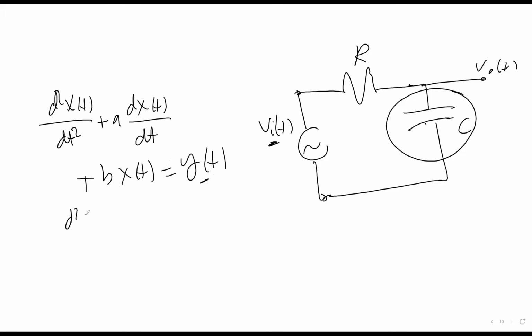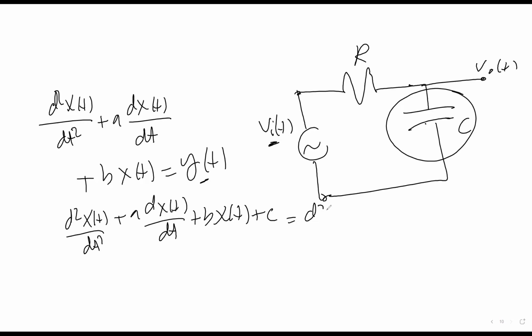It can be even more. It can be, for example, d squared x of t over dt squared plus a dx of t over dt plus b x of t plus maybe some value c, equal to d squared y of t over dt squared plus maybe a1 dy of t over dt, and so on. So in this case we have linear differential equations. We know how to solve differential equations in general, but what if x of t is now a random process? How will this affect our analysis?